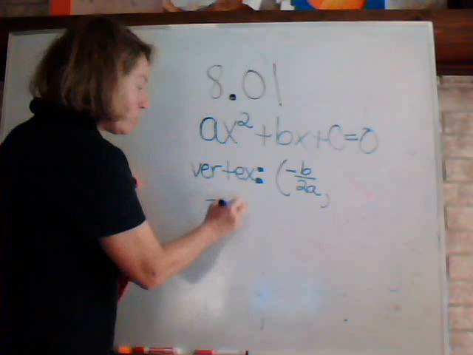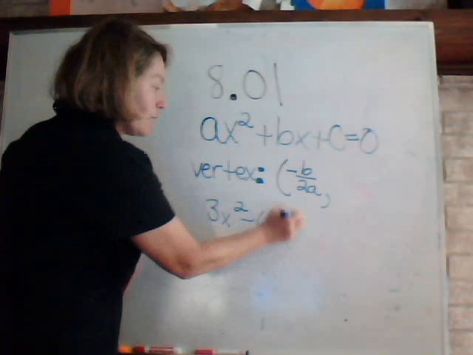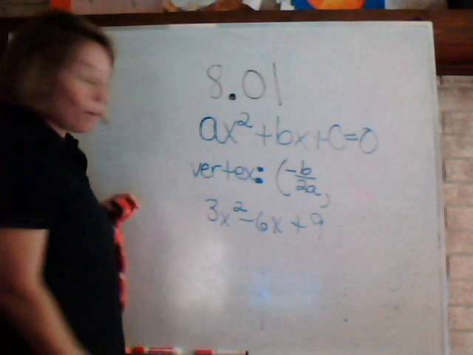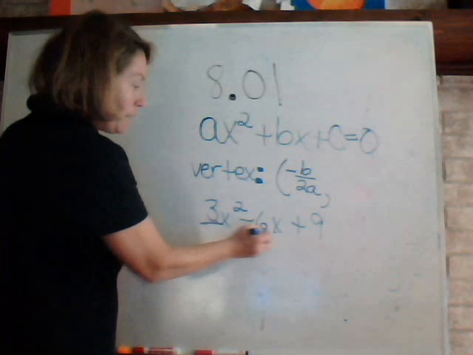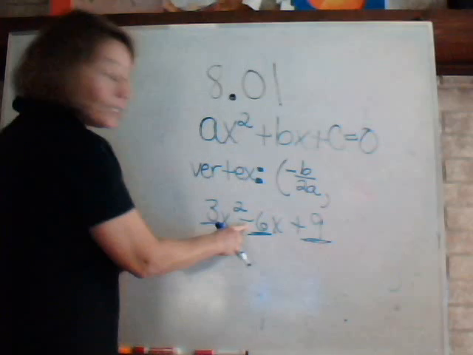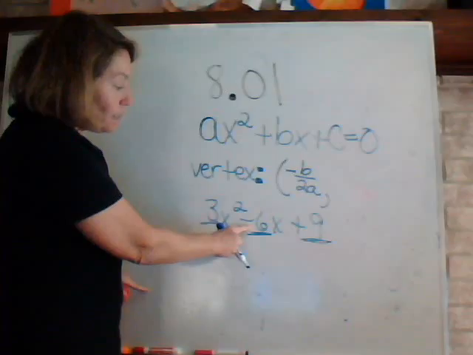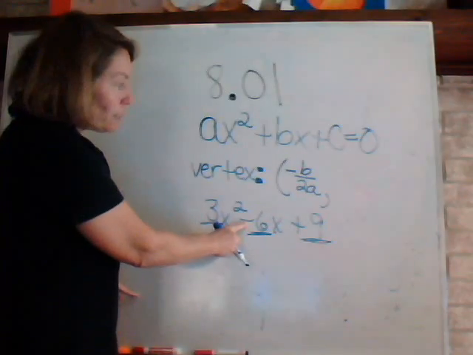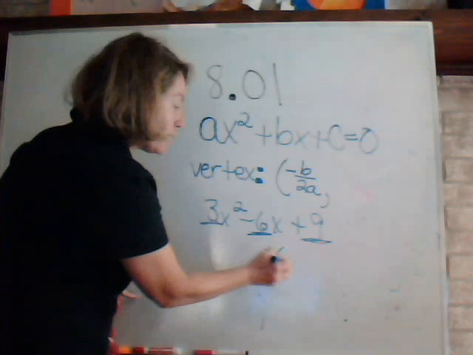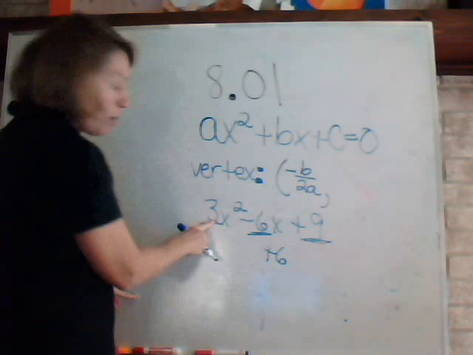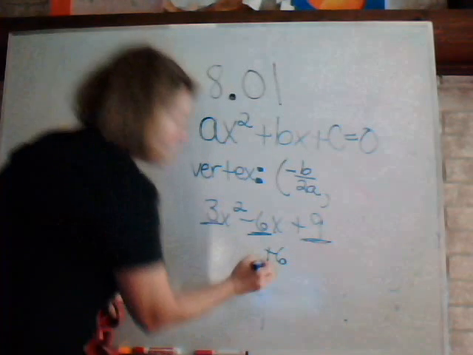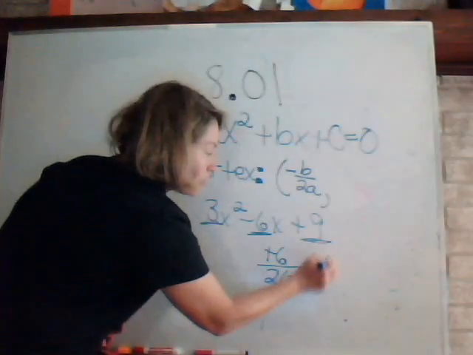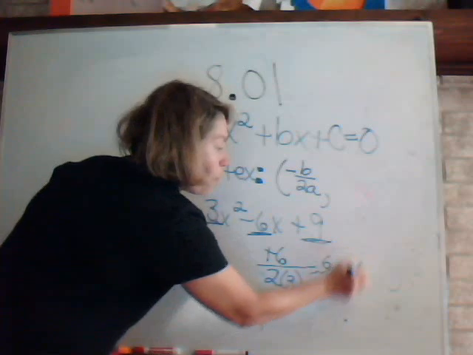What if we have 3x squared minus 6x plus 9? Okay, there's our formula in standard form. A, B, C. We're going to take negative, or the opposite of B. So right now B is negative 6. So the opposite of B would be positive 6, all over 2 times A. Well, A is 3. So 2 times 3 also gives me 6. So 6 over 6 is 1.